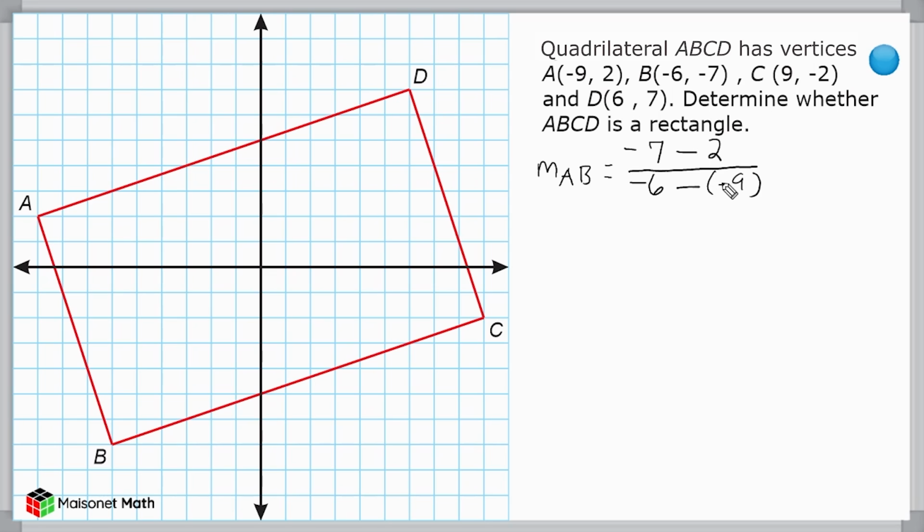All right, so we're going to change these consecutive negatives here. And we get a numerator that's equal to -9. And on the bottom, we have +3. And that gives us a slope equal to -3.